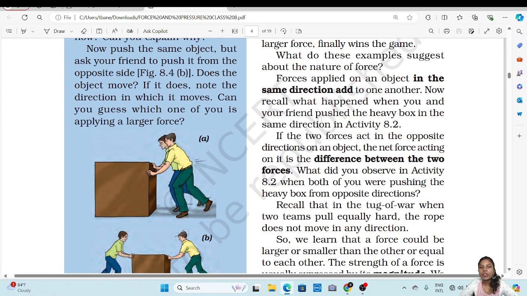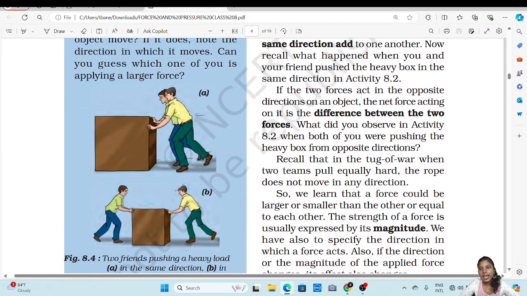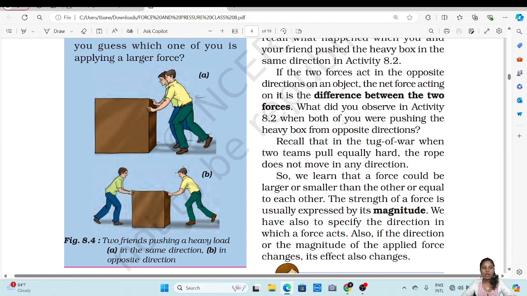Now recall what happened when you and your friend pushed a heavy box in the same direction: you were able to move it. If two forces act in opposite directions on an object, the net force acting on it is the difference between the two forces. So when I said the game of tug of war, they were applying forces in opposite directions. One has to push, one has to pull, right? So in that case, the difference between the two forces becomes the net force that acts on that object.